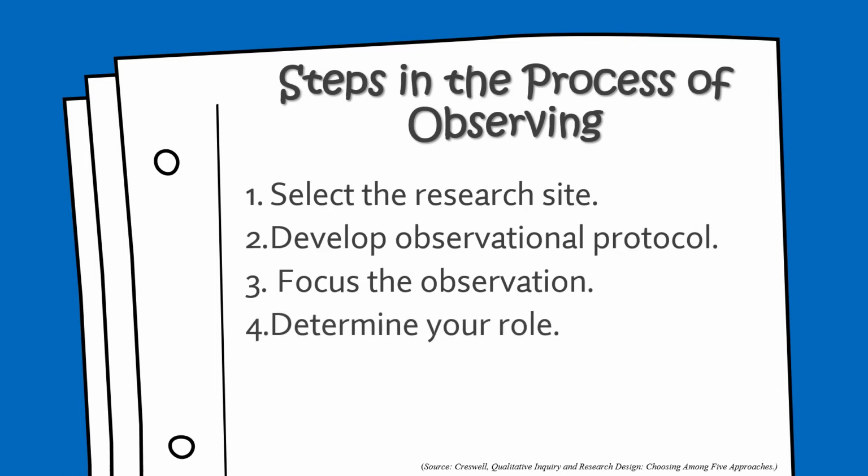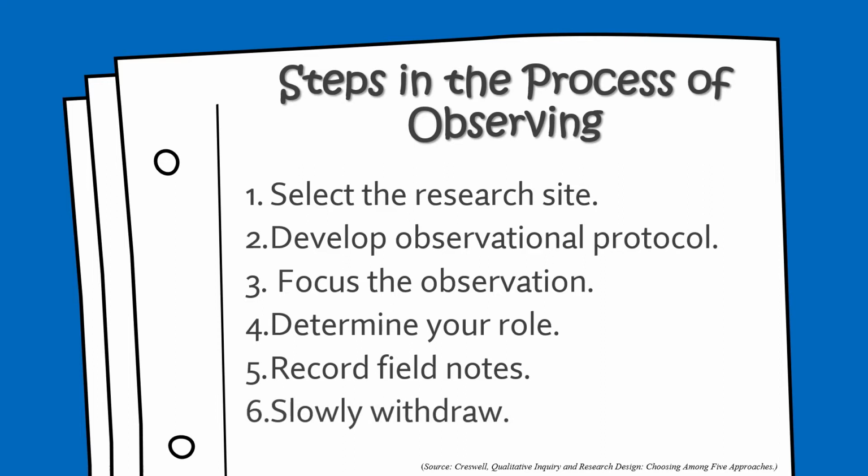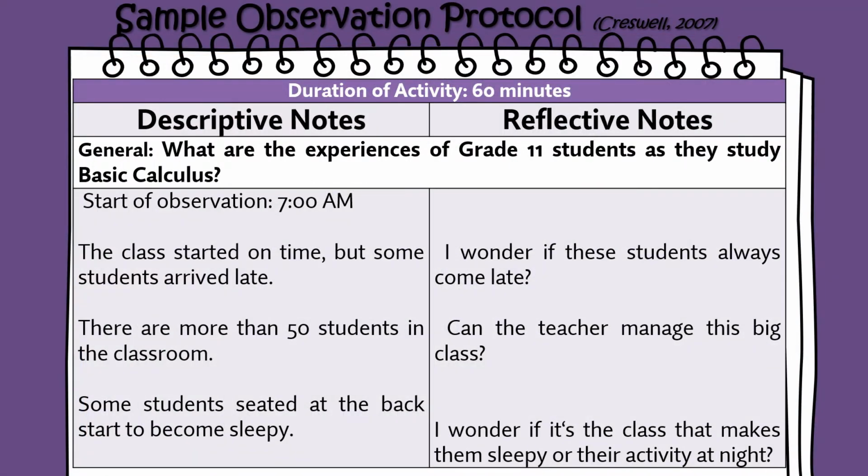Fourth, determine your role. What will you be as a researcher? Will you be a participant observer or non-participant observer? Fifth, record field notes. Using the observation protocol, record what you observe using your five senses. The observation should be arranged chronologically, or in order. And lastly, slowly withdraw. After observation, slowly withdraw by thanking the participants for their time. Take a look at this given example observation protocol with both the descriptive notes and reflective notes.